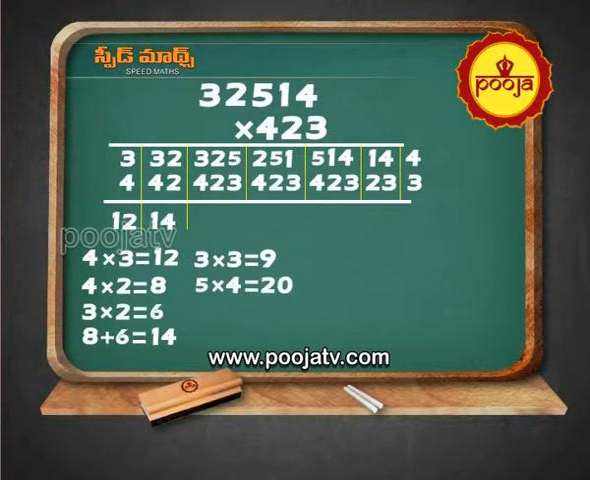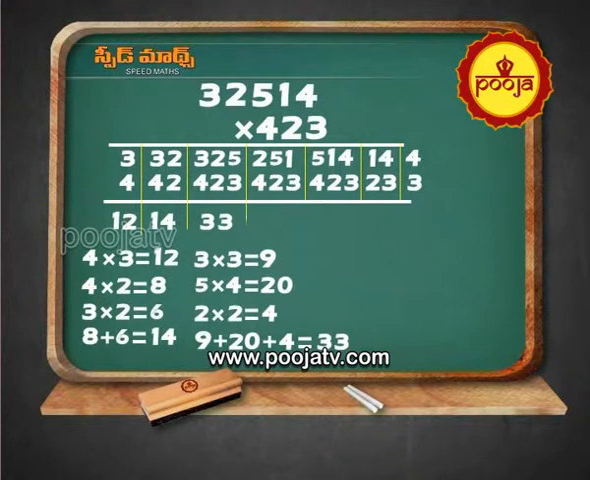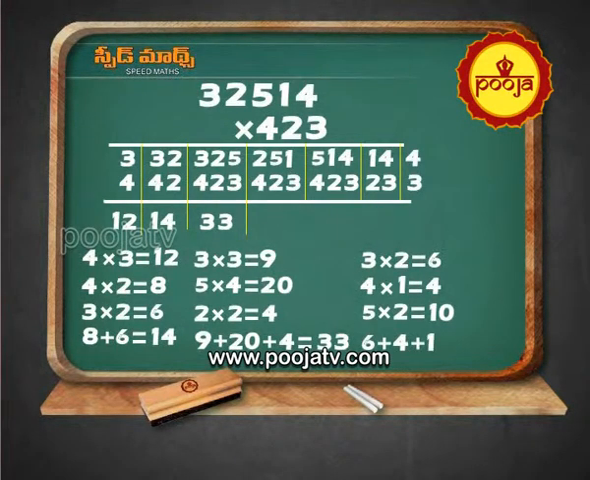14, 2 into 3 6, 2 into 4 8, 8 plus 6 14. Here 3 3 is 9, 5 4 is 20, 29, 29 plus 4 33. Slowly shall I tell you, 3 into 3 9, 4 into 5 20, 29, and 2 into 2 4, 29 plus 4 33. These things by practice you have to do it quickly.